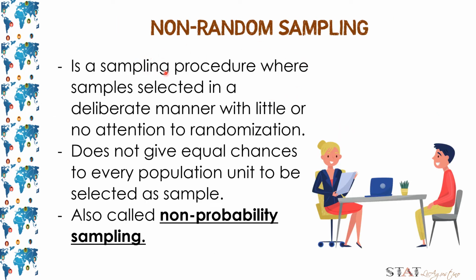And then let's go to non-random sampling. Non-random sampling is a sampling procedure where samples are selected in a deliberate manner with little or no attention to randomization. Again, remember this randomization. When I have a randomization process, that is random sampling. If there is none, then that is non-random sampling. This means that it does not give equal chances to every population unit to be selected as a sample, also called non-probability samples. So that's non-random sampling.